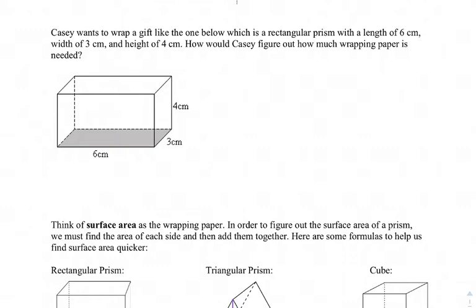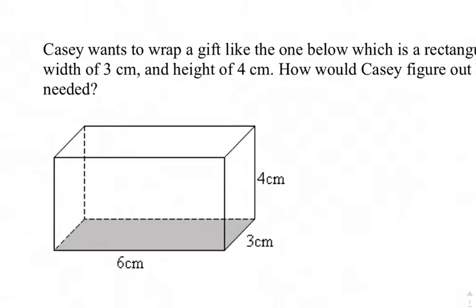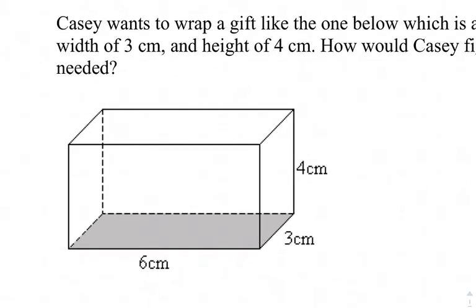So if you look, it's a rectangular prism. What that means is that there's 4 rectangles and then 2 other rectangles. So there's a total of 6 rectangles. Now, in order to figure out how much would cover one side, we need to figure out the area of that one side.